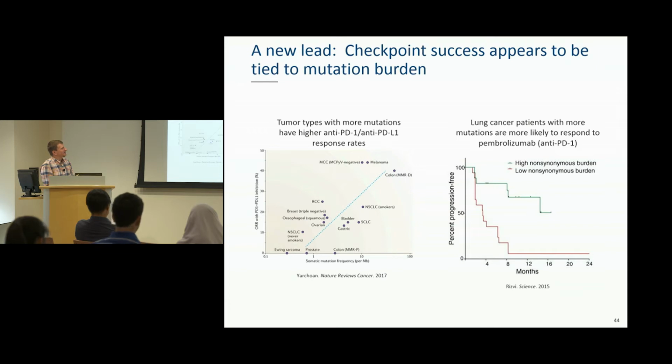And furthermore, if you look within a certain tumor site, like lung cancer, and stratify patients by how many mutations they have, those with a very high number of non-synonymous mutations seem to have a much better prognosis on checkpoint blockade than those who have very few mutations. So based on this, people have been thinking more and more about neoantigens, because that would be a reasonable explanation for this. More mutations, there are more protein differences between the tumor and normal cells, more opportunities for T cells to respond to the tumor as non-self.